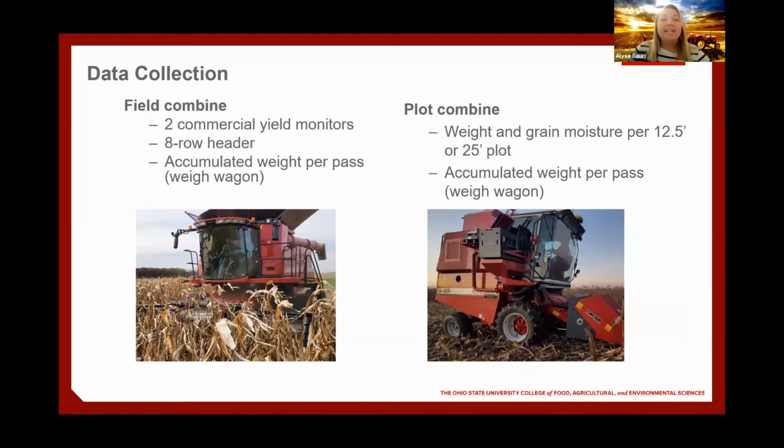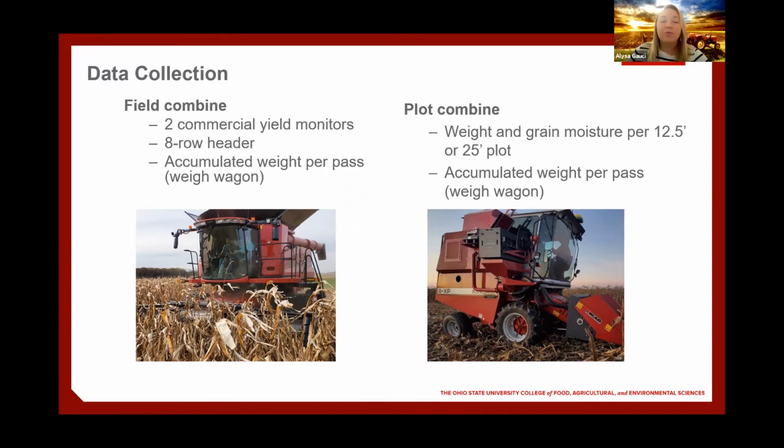Moving on, data collection was conducted with the field combine as well as a plot combine. We had 12 rows per pass. 8 of those rows were harvested by the field combine. The adjacent 2 were harvested by the plot combine. And then there was a buffer on either side of each treatment.